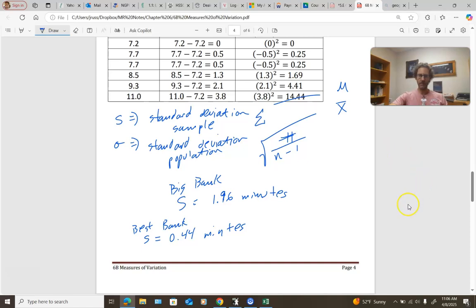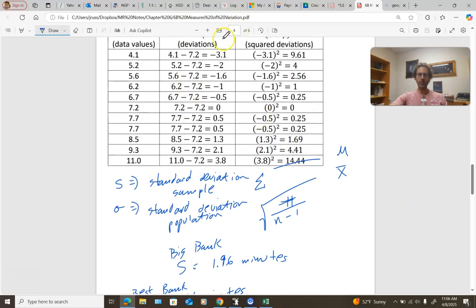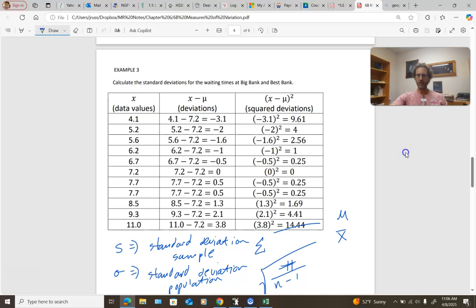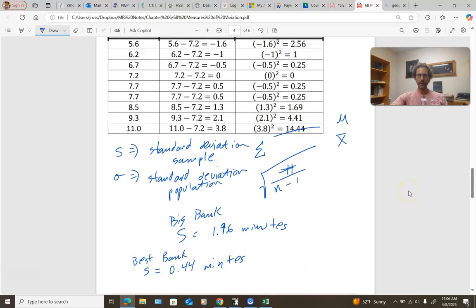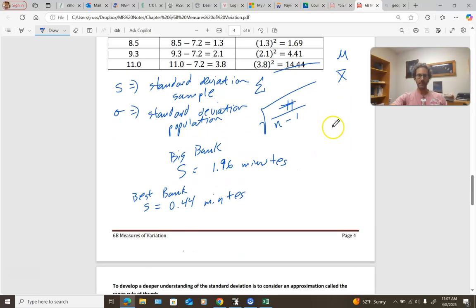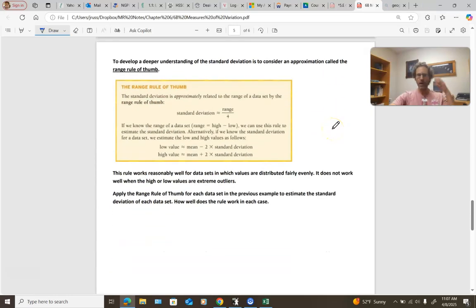All right, so let's continue. We're going to be talking more about the standard deviation. You know how to calculate it now, either by hand, using your calculator, or even using Excel. You will have some homework problems.